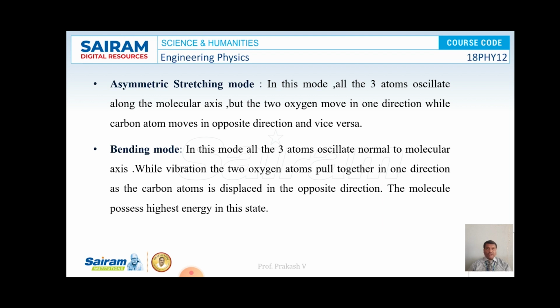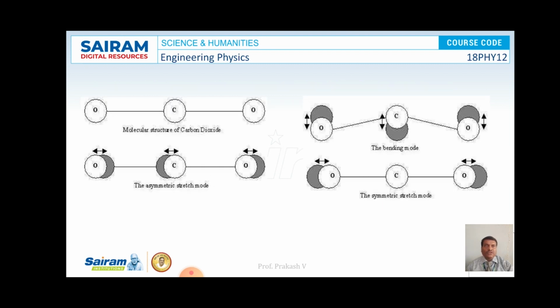And the third one is bending mode. In this mode, the oxygen atoms and the carbon atom move perpendicular to the molecular axis. The internal vibrations of CO2 molecules are actually the linear combination of these three modes. So here I am going to show you the three different modes of vibration. First one is symmetric stretching mode, second one is asymmetric stretching mode, and the third one is bending mode.